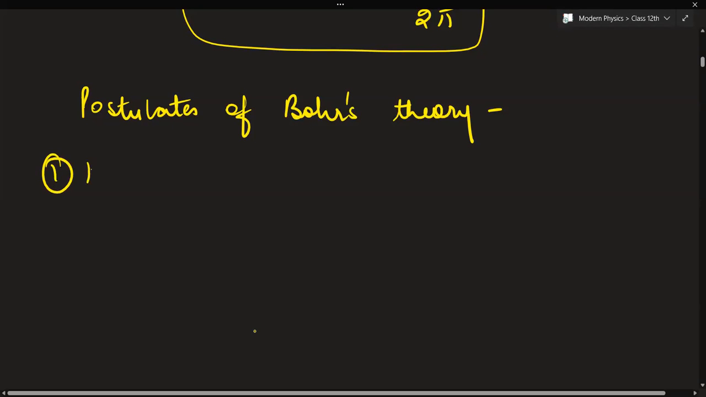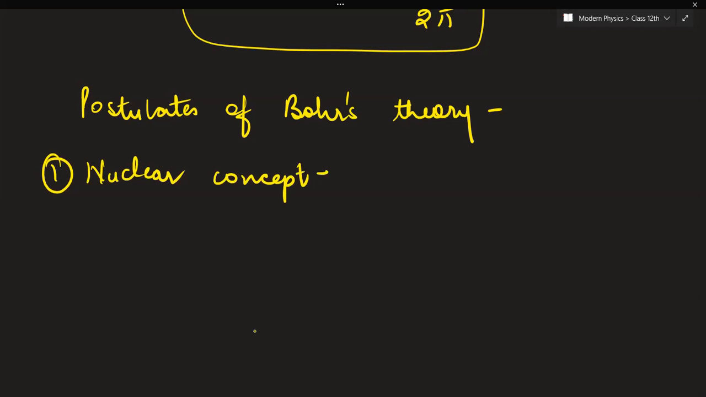Now, see, the first postulate that he gave was based on the nuclear concept. So, nuclear concept, he simply said that the atom consists of a small and massive central core.